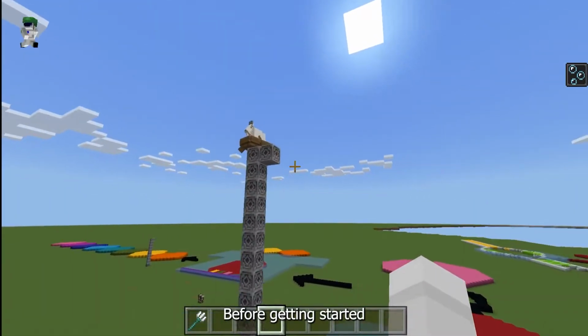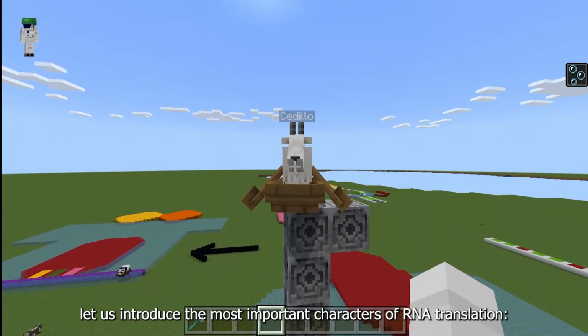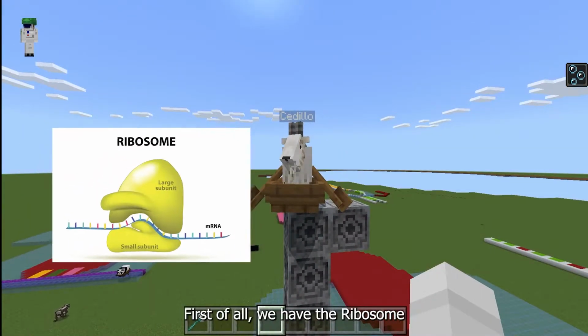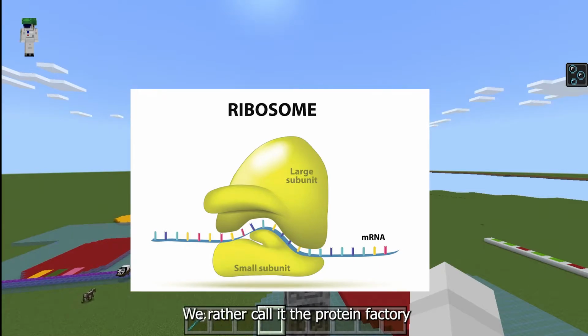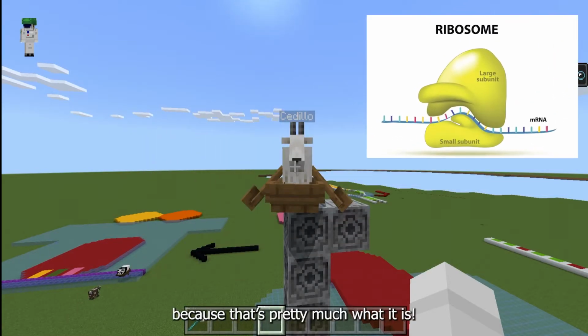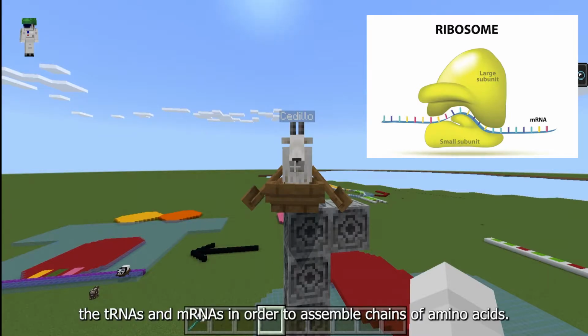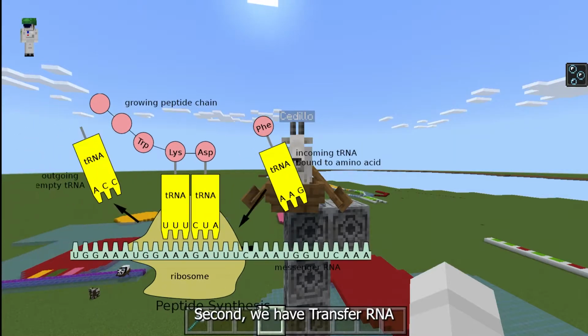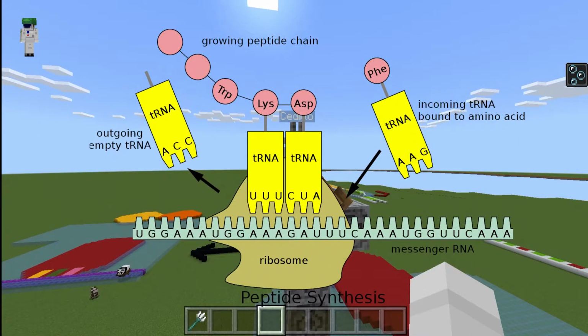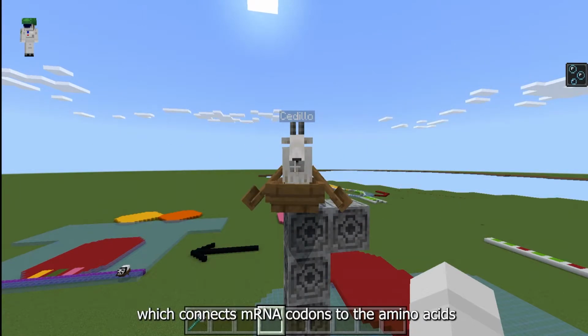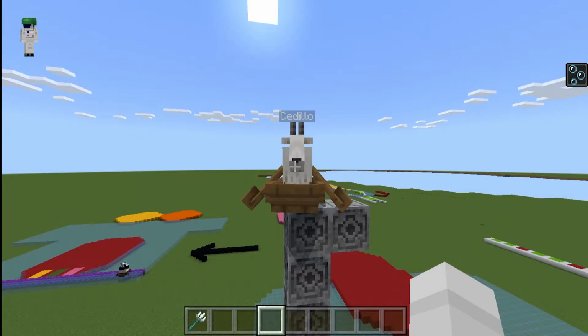Before getting started, let us introduce the most important characters of RNA translation. First of all, we have the ribosome. We'd rather call it protein factory because that's pretty much what it is. A ribosome is in charge of hosting the tRNAs and the mRNAs in order to assemble chains of amino acids. Second, we have the transfer RNA, tRNA, which connects mRNA codons to the amino acids. In case you're wondering, codons are specific groups of nucleotides that each code for specific amino acids.